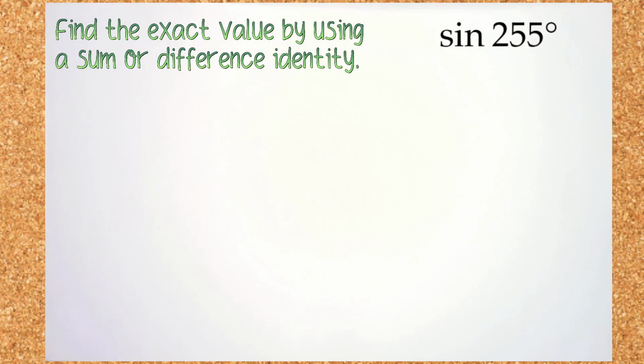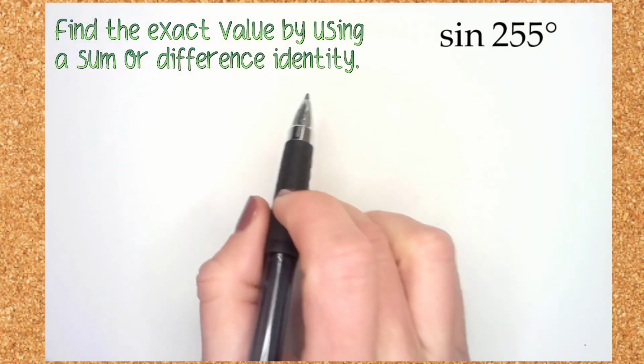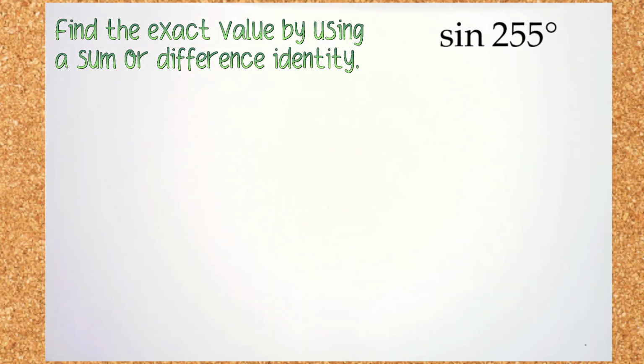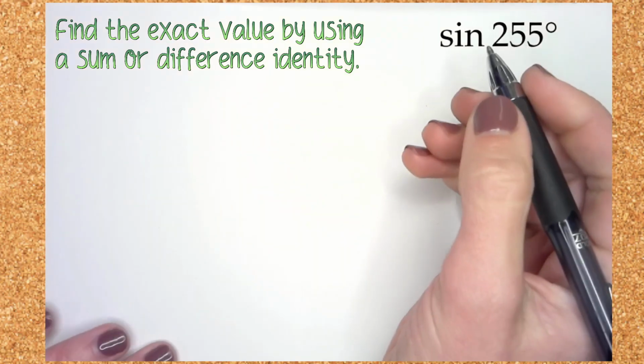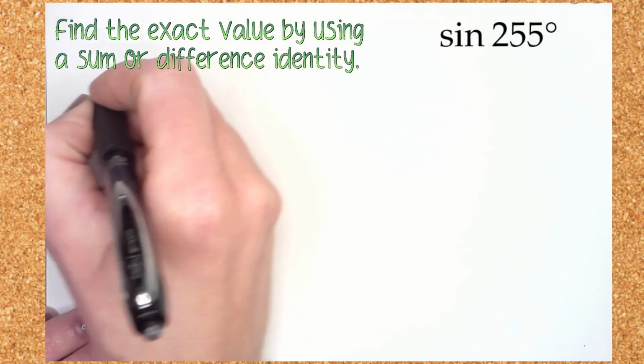Hi everyone, in this recording we are going to find the sine of 255 degrees. Now while you may want to use a half angle identity to do something like this, if you already learned half angle identities, in this particular case we are going to use an angle sum or difference identity. Alright, I have sine of 255 degrees.